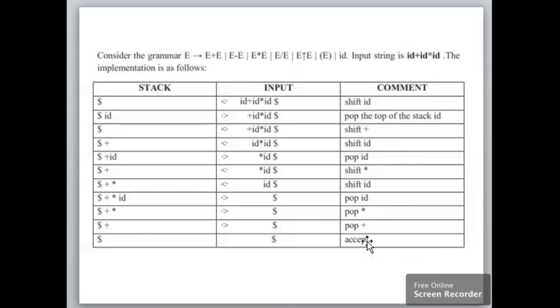I hope that with this, operator precedence parsing might be clear too. So thank you very much.